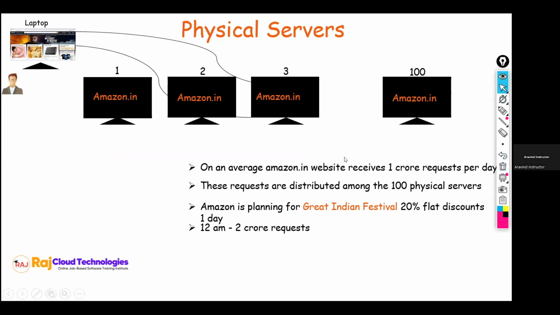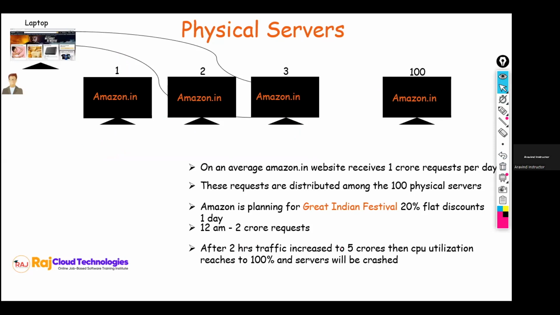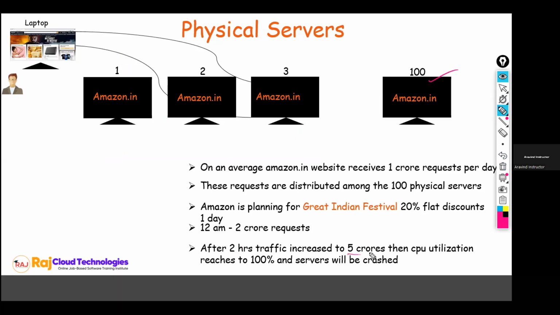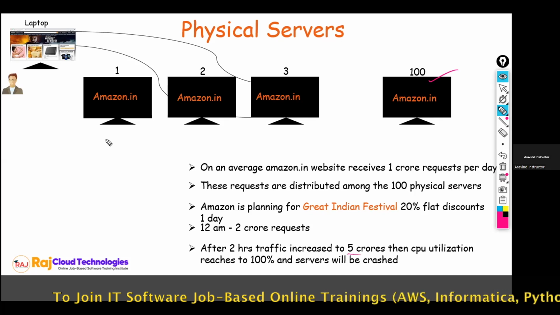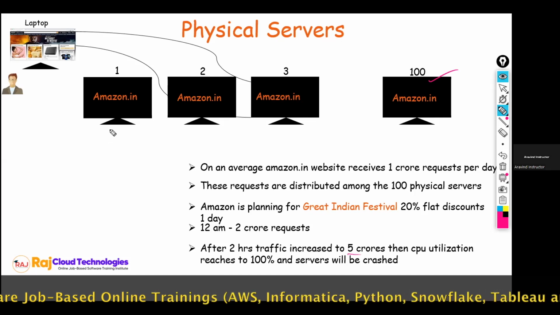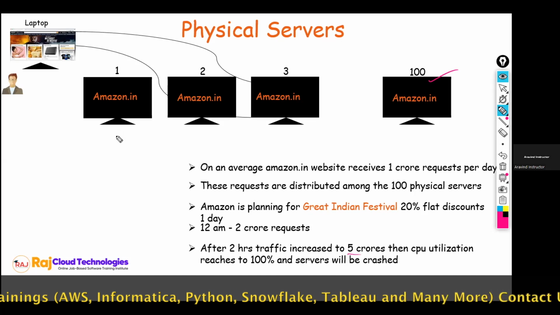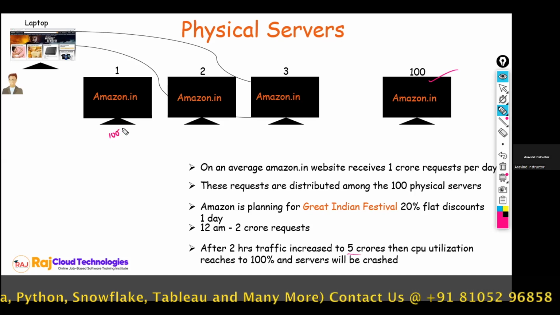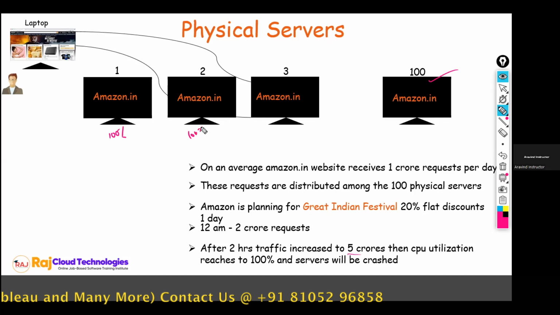Now, after 2 hours, like midnight 2 o'clock, the traffic has increased to 5 crore. What happens? Servers remain the same. Servers are 100 only, but traffic is increasing. 1 crore, 2 crore, 3 crore, it came up to 5 crore. Now will CPU utilization increase for each server or will it decrease? Obviously, CPU utilization will increase because the burden is increasing. It reaches a maximum of 100%.